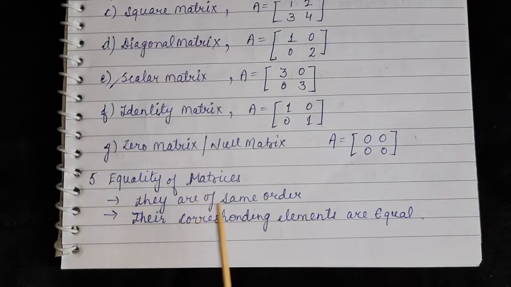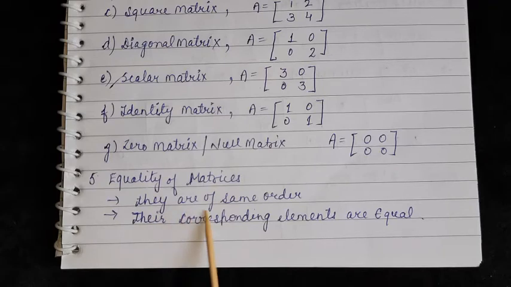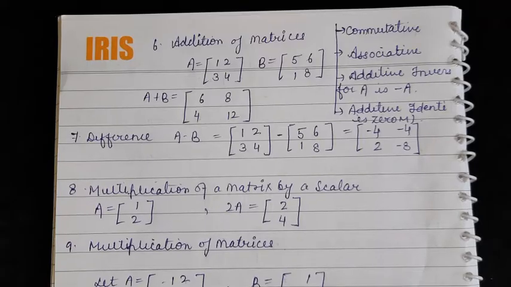Next is equality of matrices. Two matrices are said to be equal when they are of same order, and second condition is that their corresponding elements are also equal. So when two matrices are equal, first thing is that they should be of same order, and the second is their corresponding elements are equal.